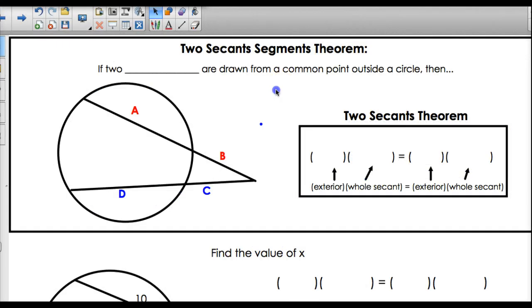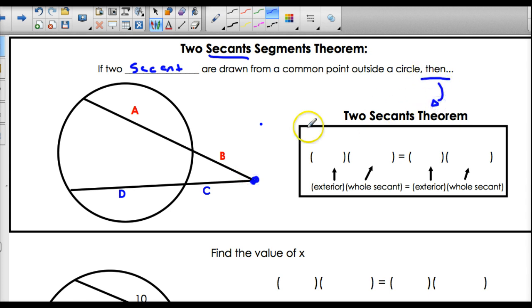All right, our second formula is the two secant segment theorem. And this probably has something to do with two secants. Now, the two secant theorem is if two secants are drawn from a common point on the outside, which you can see right here, then, well, let's write this down.